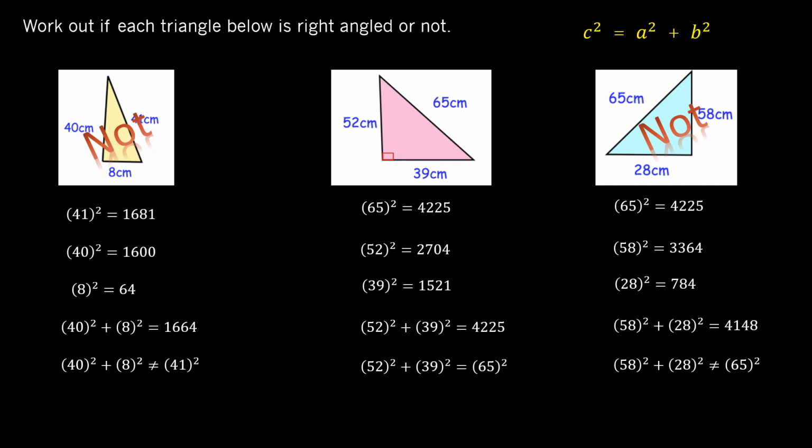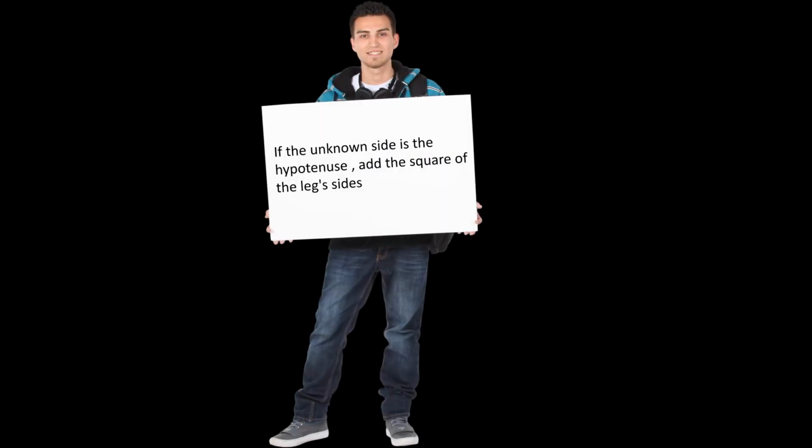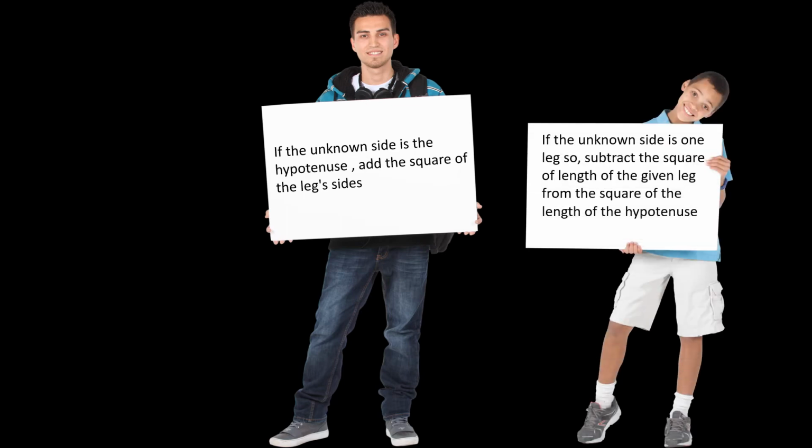So this is how to know if the triangle has a right angle or not by using the Pythagoras theorem. Now we will see how to solve the right angle triangle by using the Pythagoras theorem. Look at this example. Don't forget that if the unknown side is the hypotenuse, add the squares of the leg sides. The leg sides mean the base and the altitude. And if the unknown side is one leg, subtract the square of the length of the given leg from the square of the length of the hypotenuse.